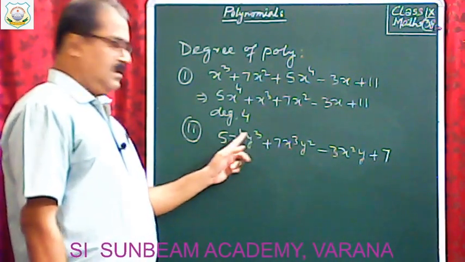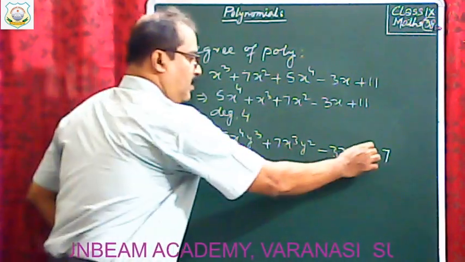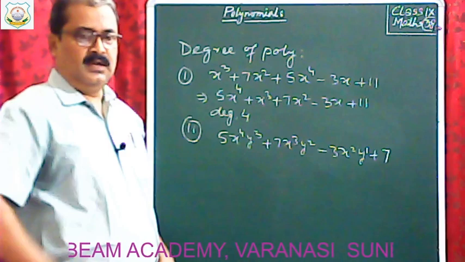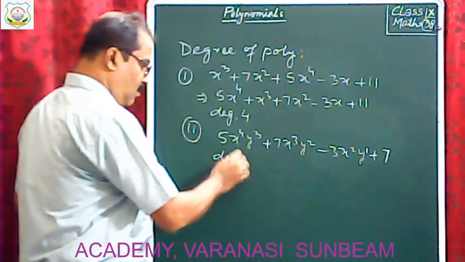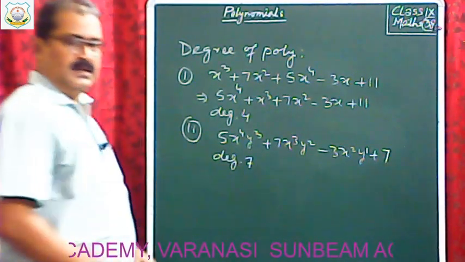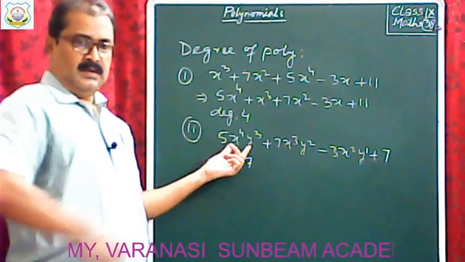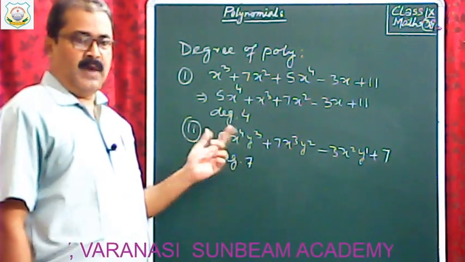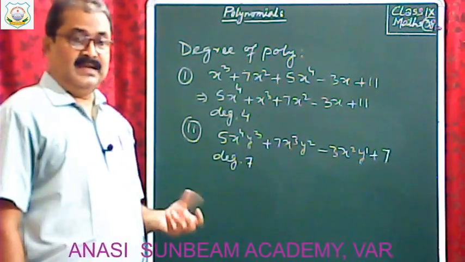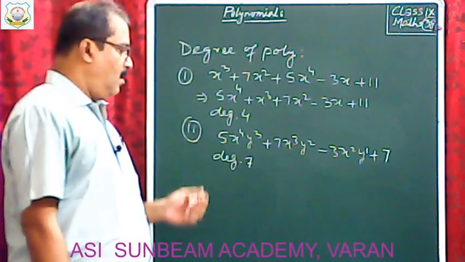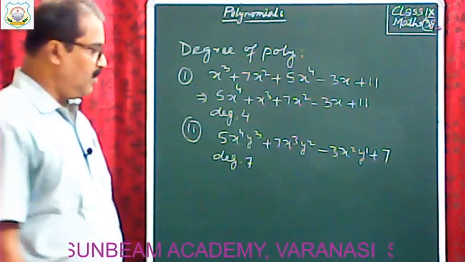So 4 plus 3 is 7, 3 plus 2 is 5, 2 plus 1, since y to the power nothing is 1, is 3. So the highest sum is 7, isn't it? We have to write: degree of polynomial is 7. In this way, you have to find the degree of a polynomial. When two variables are involved in a term, we have to add the powers of both the variables, and thereafter check the highest sum.